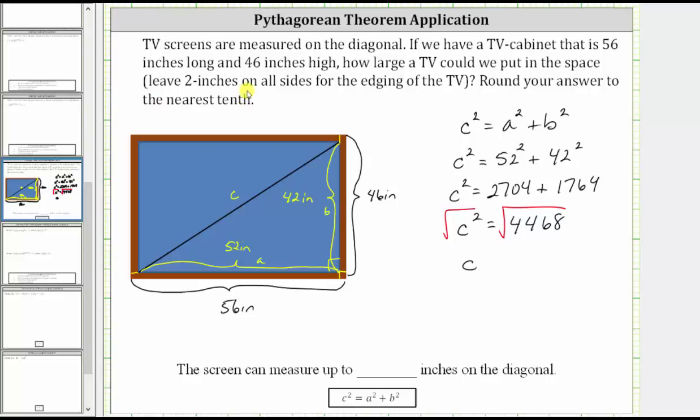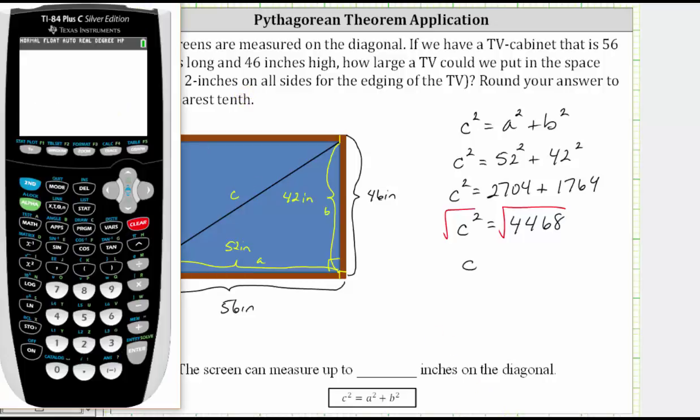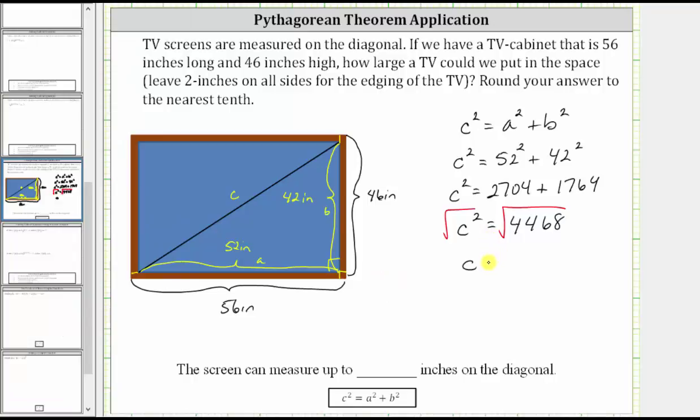Simplifying, we have c equals the square root of 4,468, which we're asked to round to the nearest tenth. So going to the calculator, we enter the square root of 4,468, enter, and notice how there's an 8 in the tenths place value and a 4 to the right, indicating we round down, and therefore the length is approximately 66.8 inches. Which means the screen can measure up to 66.8 inches on the diagonal.